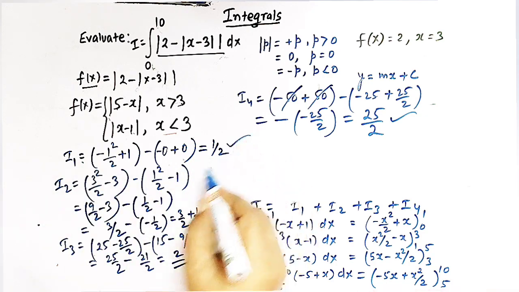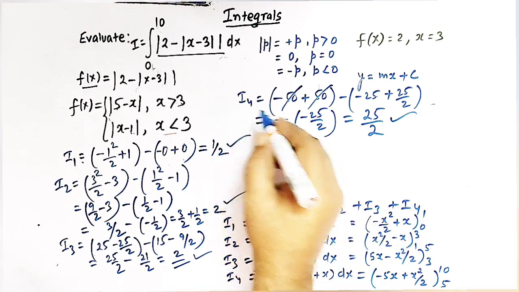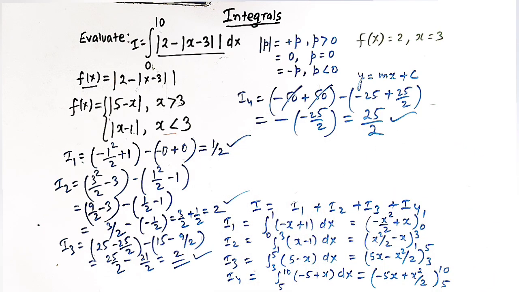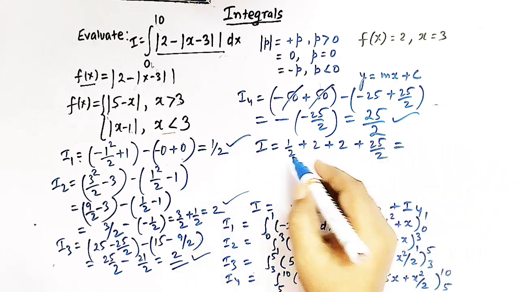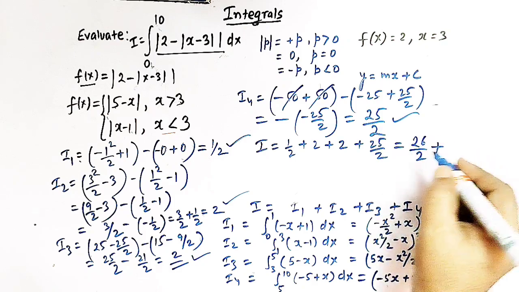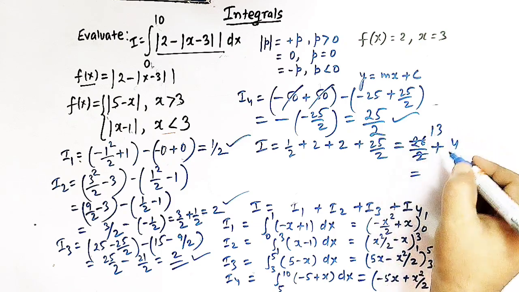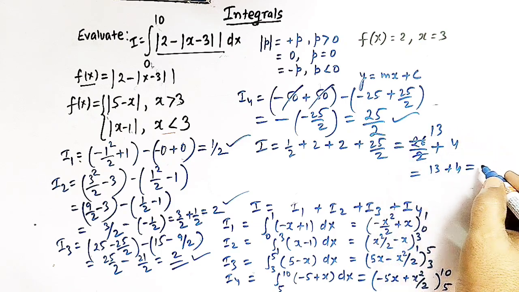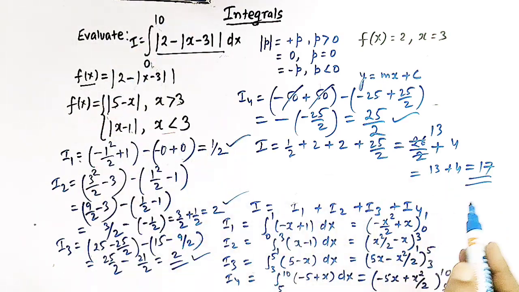So I1 is half, I2 is 2, and I3 is also 2, and I4 is 25 over 2. So now I is the sum of these four integrals. So we have half plus 25 by 2 is 26 over 2, and here 2 plus 2 is 4. This is 13. 13 plus 4 is 17, right? So viewers, the value of this integral I is equal to 17.